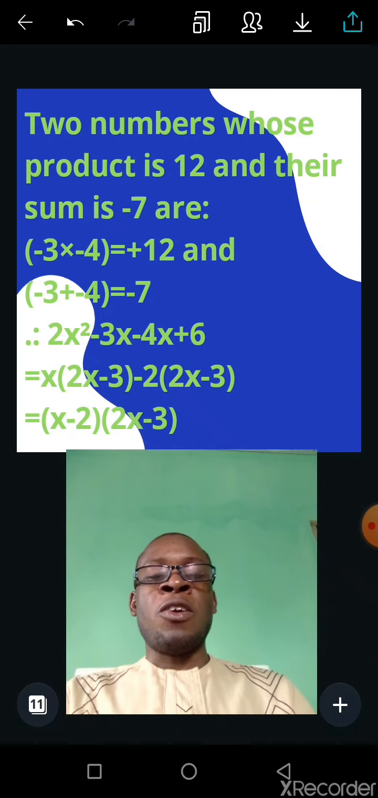The HCF is −2. So −2 divided −4x will give us 2x. Then minus divide plus will give us minus, while 2 divided 6 will give us 3. So we now have what we have there.